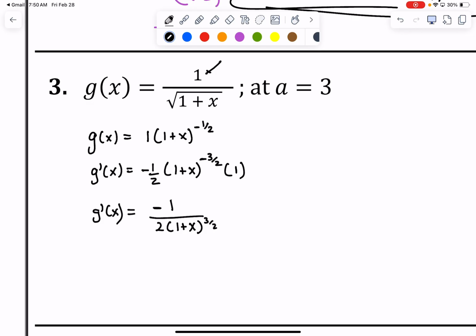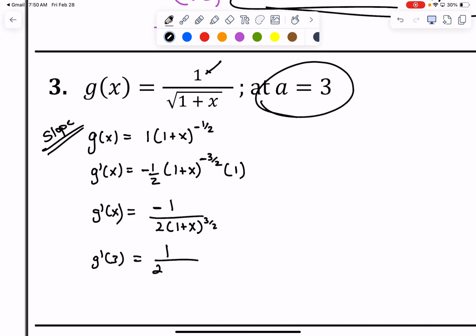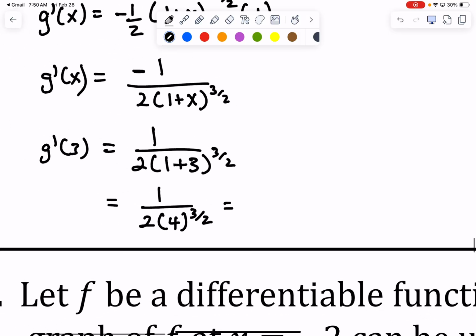Now I can plug in 3. And this is, again, finding slope. So we're going to have g prime of 3 is going to be equal to 1 over 2 times 1 plus 3 to the 3/2, which will give me 1 over 2 times 4 to the 3/2. How do I do 4 to the 3/2 power?